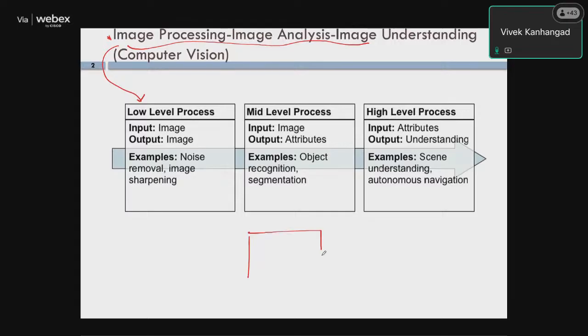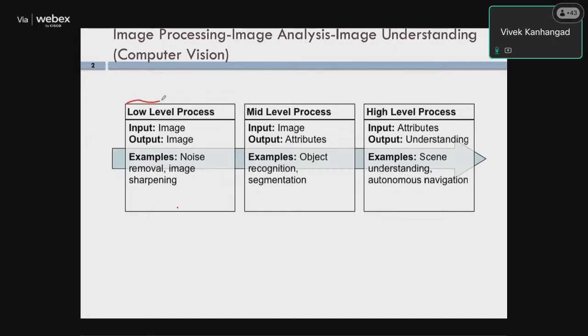You can think of it this way: you're performing some processing. The input is an image, and the distinction between image processing, image analysis, and image understanding is based on the kind of output that we are generating. Given an input, you're processing it at some level. Depending on what sort of output we are creating, you can call it an image processing system, an image analysis system, or a computer vision system. That's exactly what is described here.